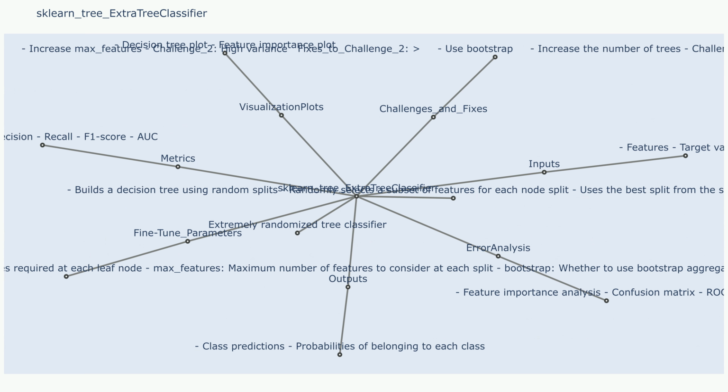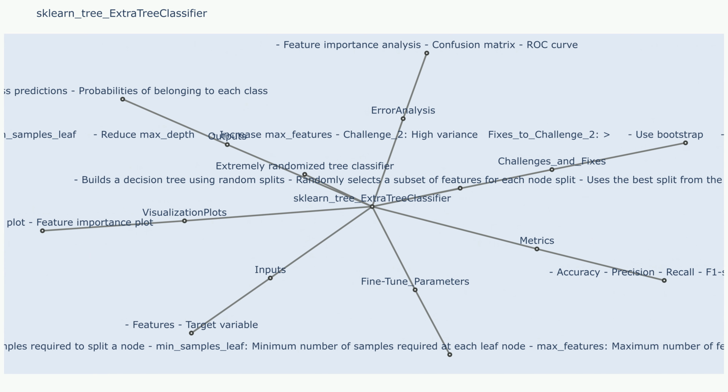Prediction. To make a prediction for a new data point, the model passes it through all the decision trees. The output of each tree is the predicted class label. The final prediction is determined by the majority vote, the most common class label among the trees.